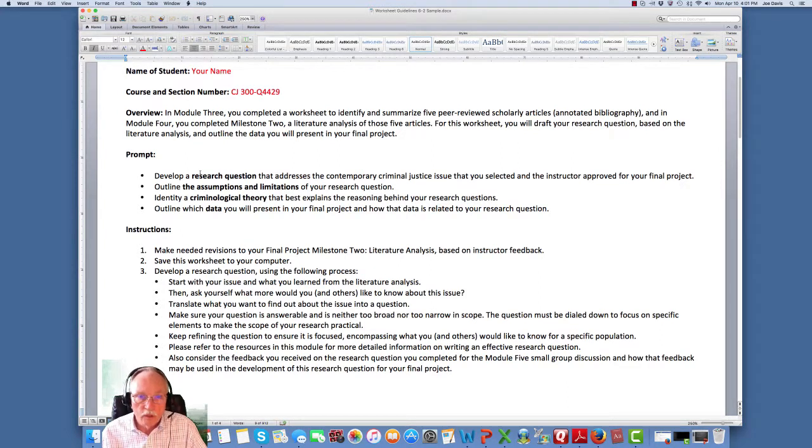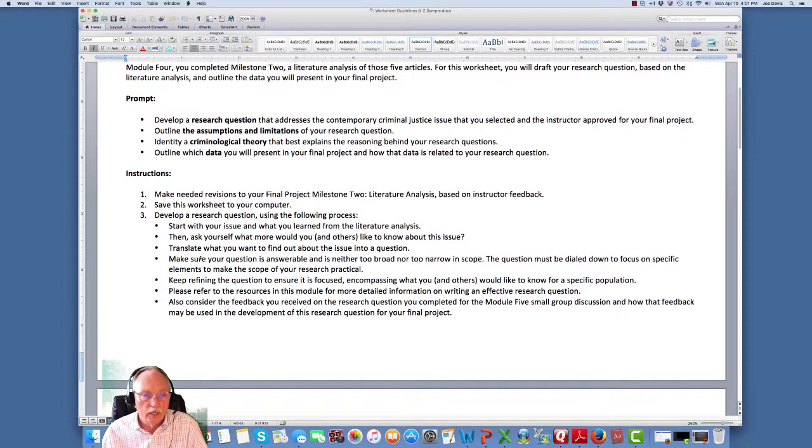You've done almost all of this work already. The writing of the research question probably should ring a bell from the module 5-2 small group discussion question, because that's where you practiced doing that.